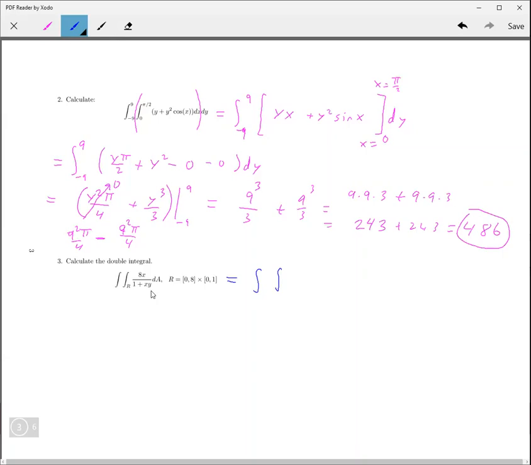The x might be kind of a problem because there's an x there, right? And then there's x up here, so that's like what? So let's do... I think the y is going to be easier. So this right here is the y range from 0 to 1. So we'll do y first. Okay, so here we have 8x over 1 plus xy, and then we'll do the x range, which will go from 0 to 8.